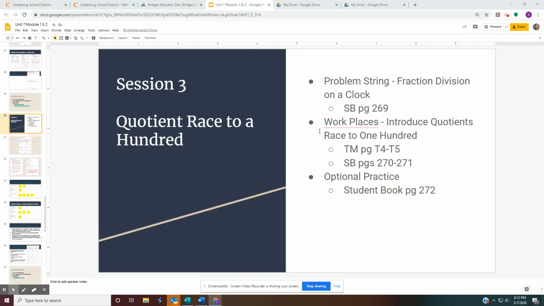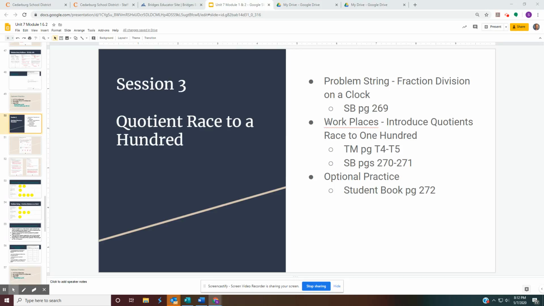Okay, today what we're going to be doing is a problem string, our 2 millionth problem string. It looks like we're going to have one every single day the rest of the week. All right, but we're going to do it on a clock. We're going to kind of picture a clock. You'll need your student book page 269 for that, please.